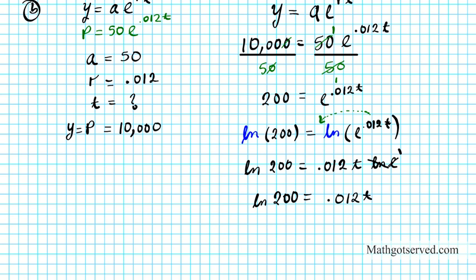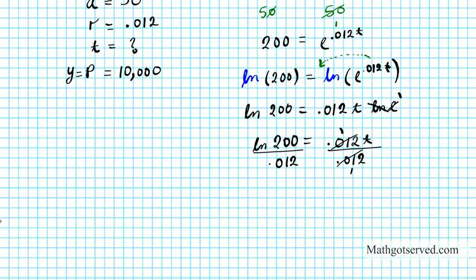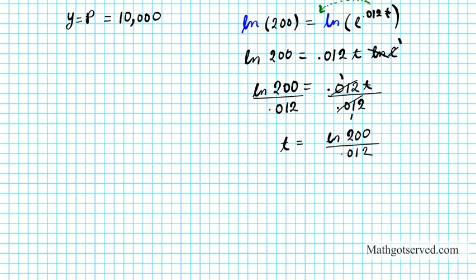So to finish this up, to get t by itself, we're going to divide both sides by 0.012. These two divide out. So we're going to have, using the reflexive property of equality, t equals the natural logarithm of 200 divided by 0.012. We're going to need the help of a calculator to compute this quotient.